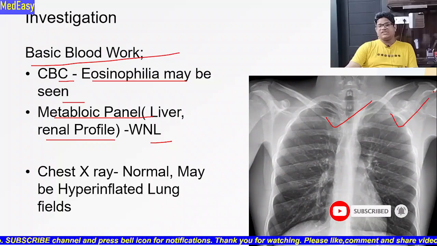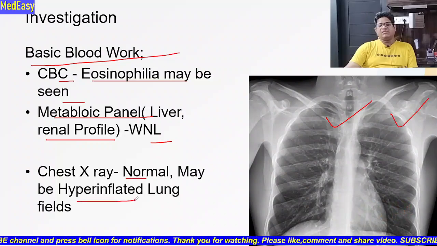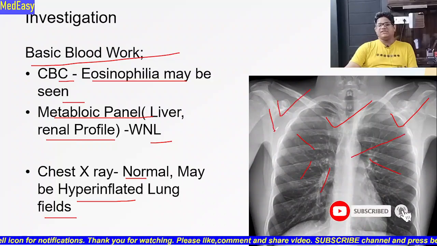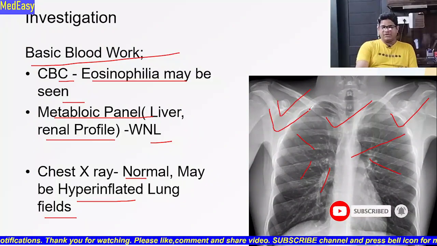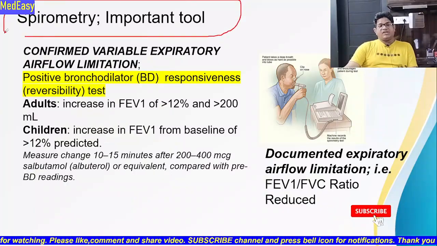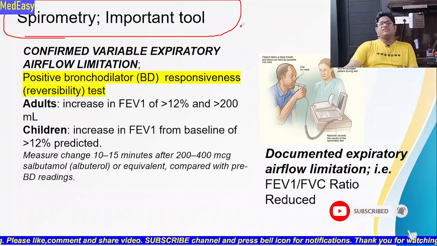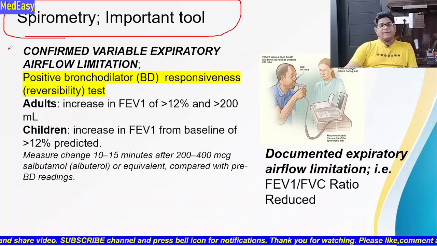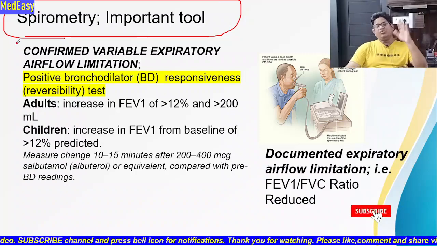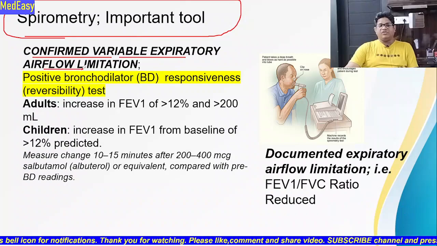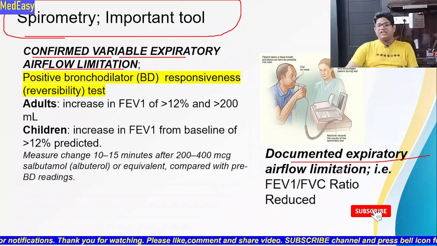Here you can see the chest X-ray is apparently normal, but sometimes there may be hyperinflated lung fields and prominent bronchovascular markings in some cases. Otherwise the chest X-ray is fairly normal in bronchial asthma. All right, spirometry. Spirometry is a very important tool in our respiratory practice to categorize disease into obstructive and restrictive. We do spirometry in patients with suspected obstructive airway disease, to confirm variable expiratory airflow limitation and to document expiratory airflow limitation.